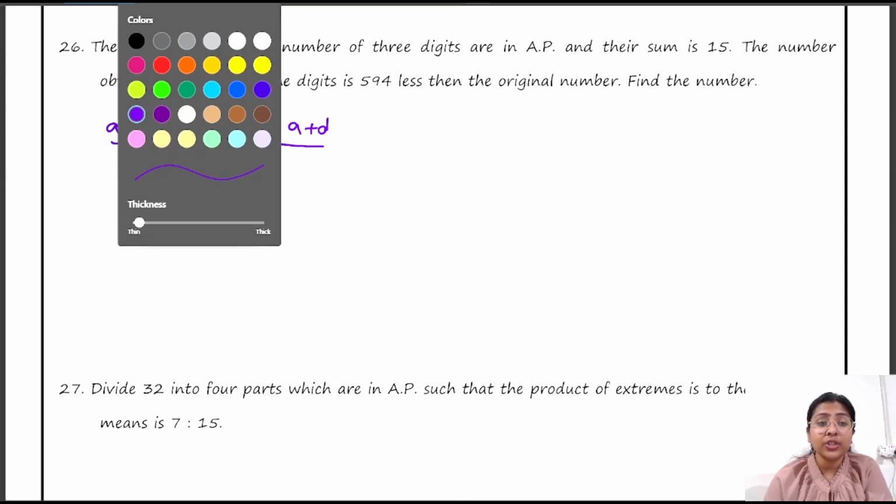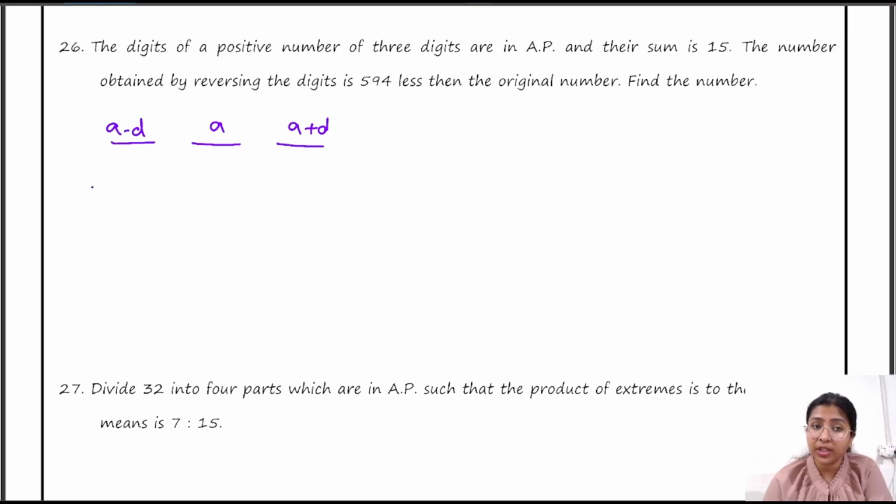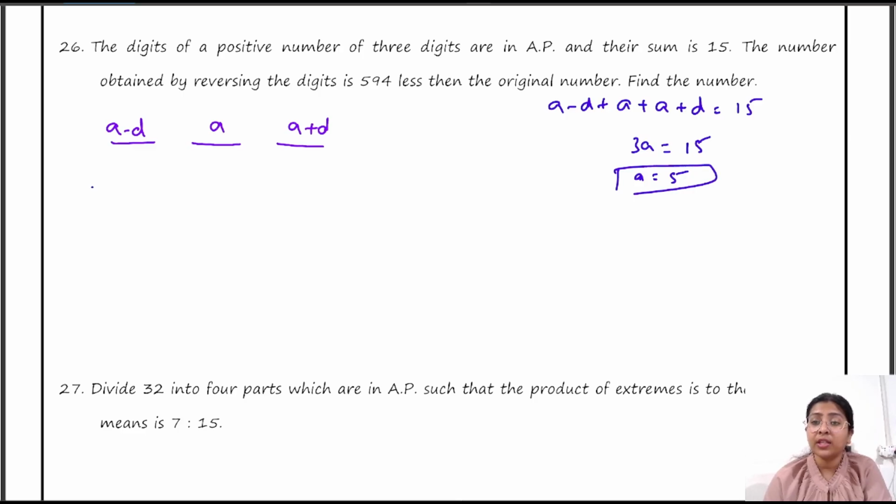According to the question, we have the sum. The digits of a positive number of 3 digits are in AP and their sum is 15. It means a minus d plus a plus a plus d is given as 15. So from here we will get the value of a as 5. This is clear to you? The number obtained by reversing the digits, if you reverse the digits, it will be a plus d, a and a minus d. The number obtained by reversing the digits is 594 less than the original.